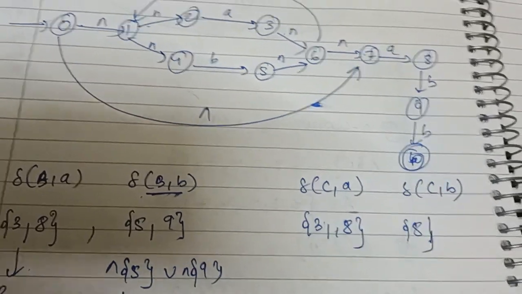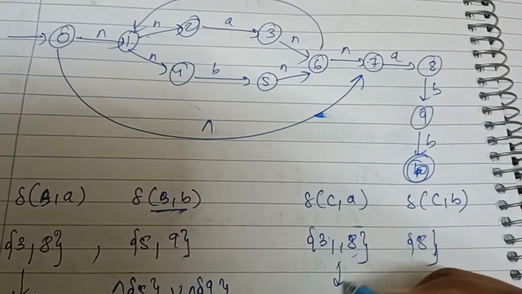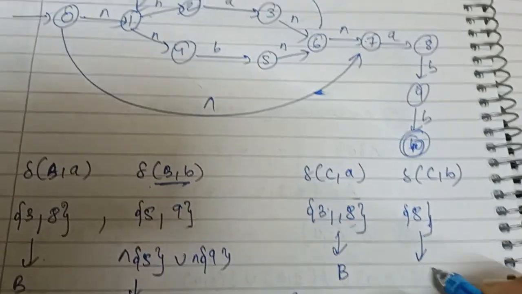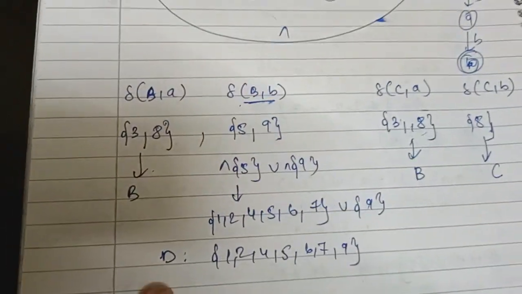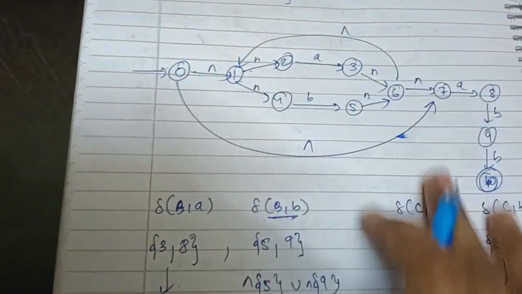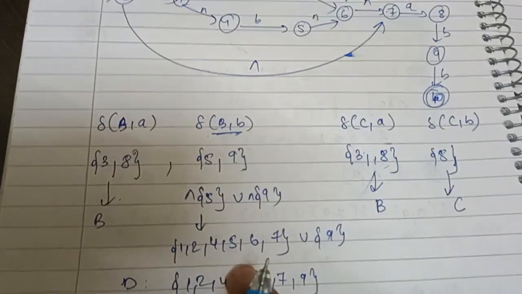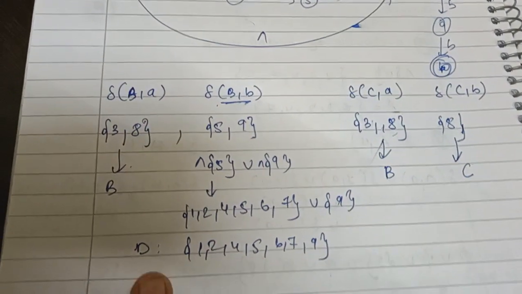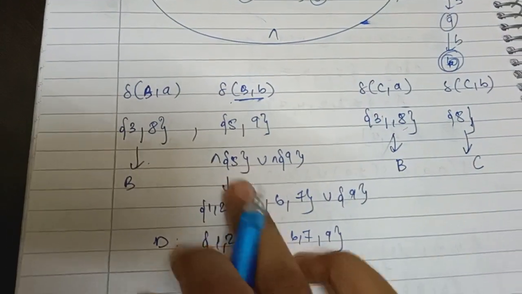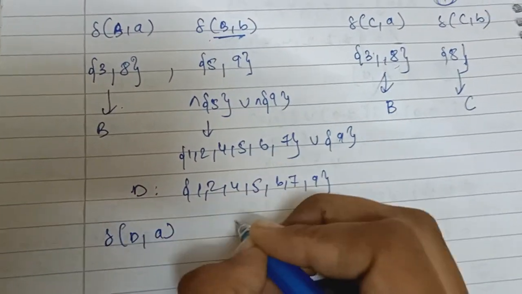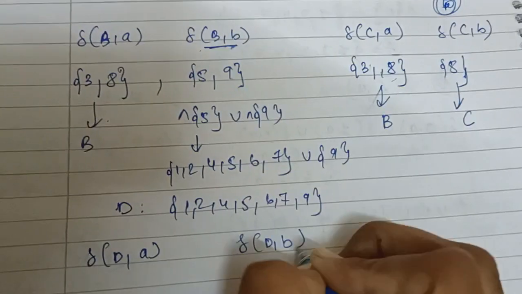So let's find the null closure of 3, 8. Null closure of 3, 8 we already found, that is B, and null closure of 5 we already found as C. So B, now from the resulting sets after the null closure, we have found that only the D is the new state. This B and C already exist. So let's find delta D comma A and delta D comma B.